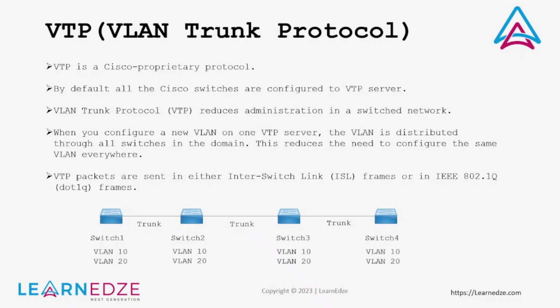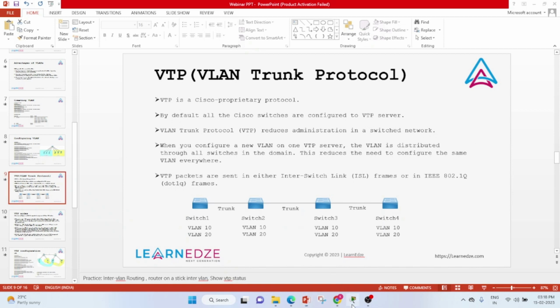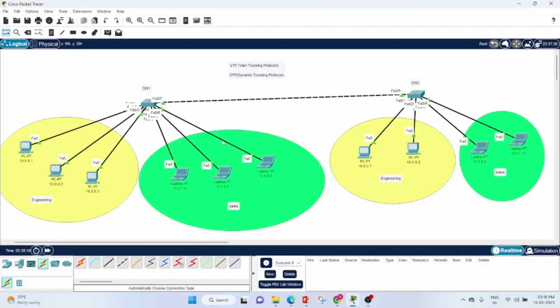Now let's move to VTP. VTP is VLAN Trunking Protocol. Why do we use that? We use it to create a trunk between the switches. Okay, why? Let's check it out in this Cisco Packet Tracer.